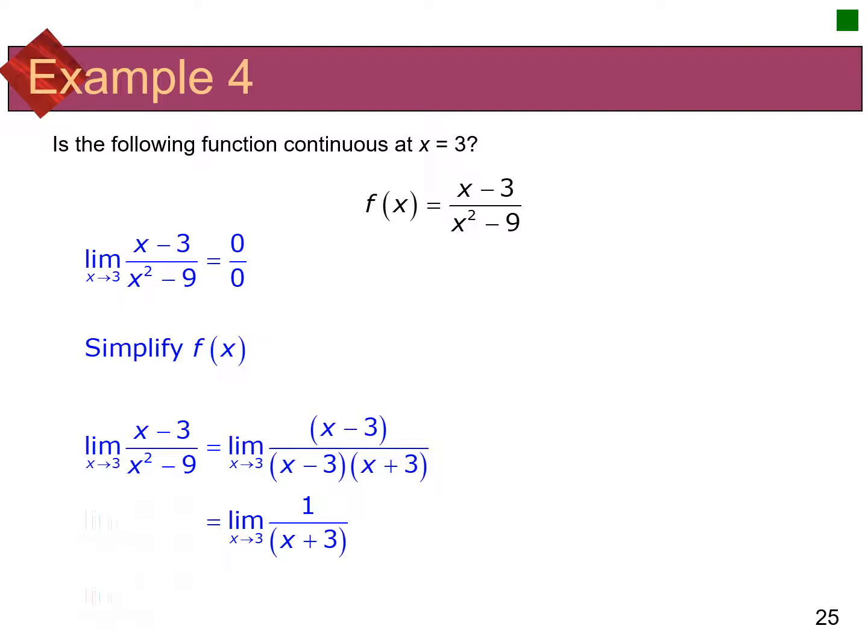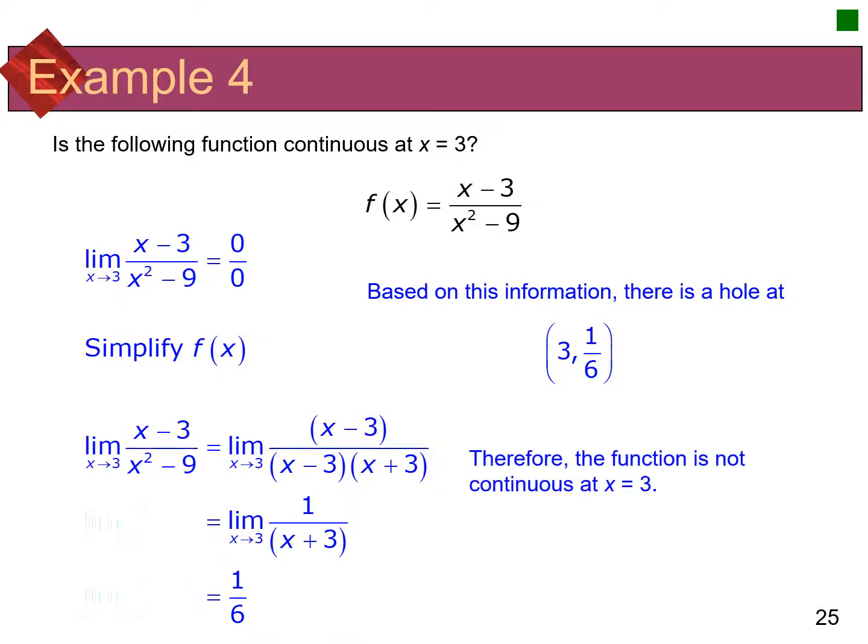Once I've established that, I go back to step 1 again. I'm going to substitute the value of x, in this case 3, in for x, and see what I get. And what I get in this instance is that this limit is going to equal 1/6. So since I do get this to equal a value, that means that I do have a hole at (3, 1/6). So the function is not continuous at x equals 3 because of the existence of a hole at (3, 1/6).